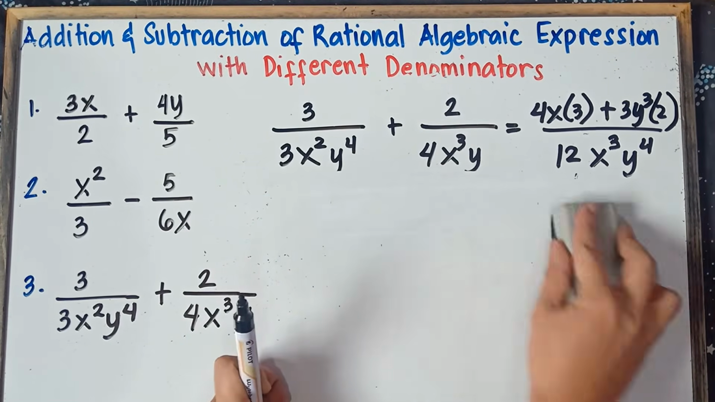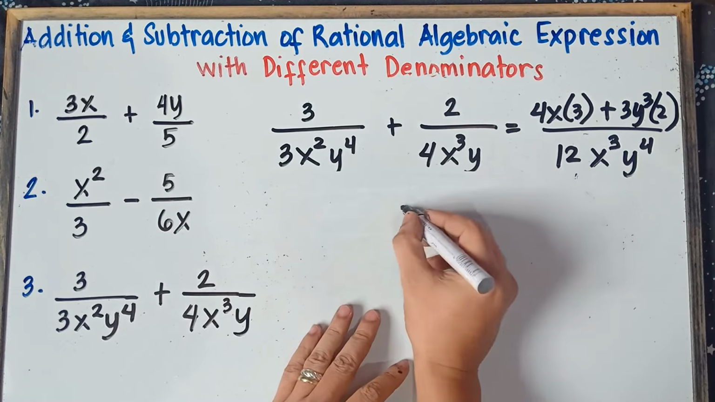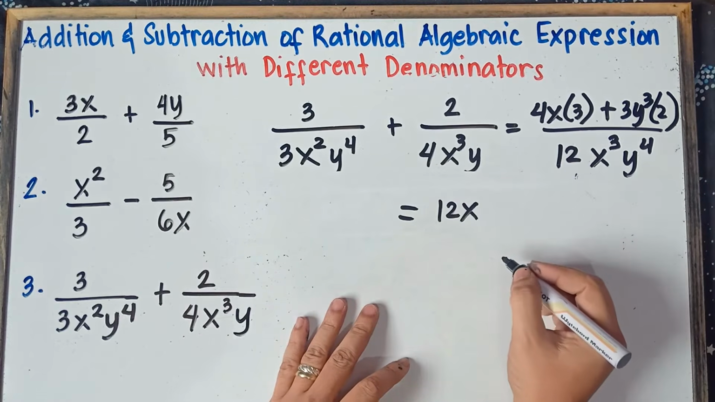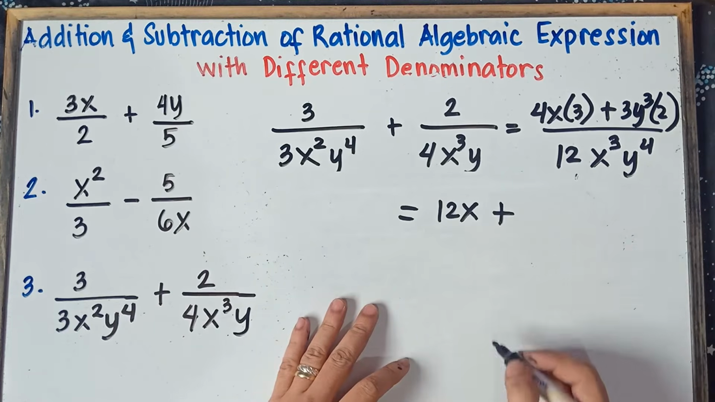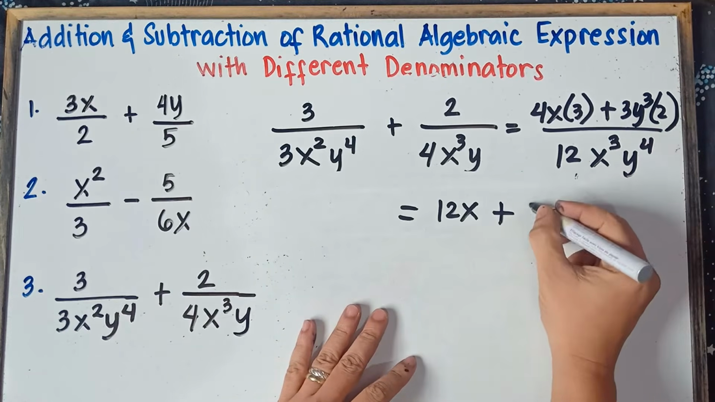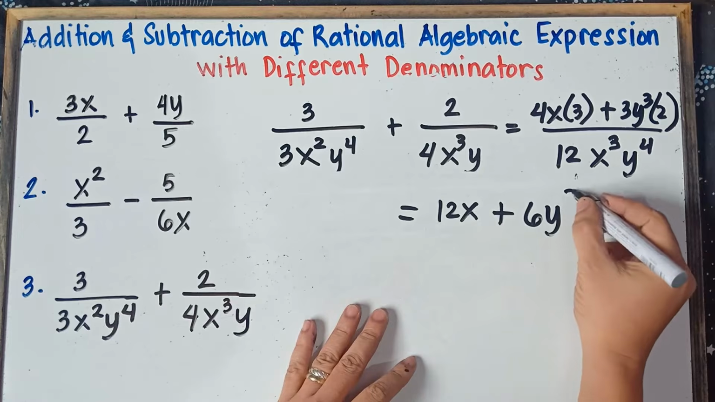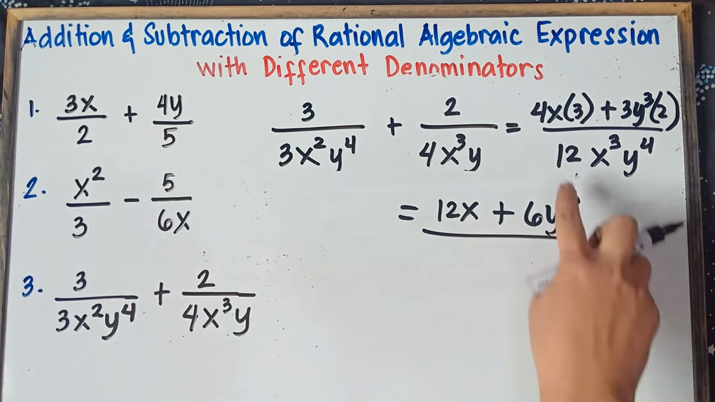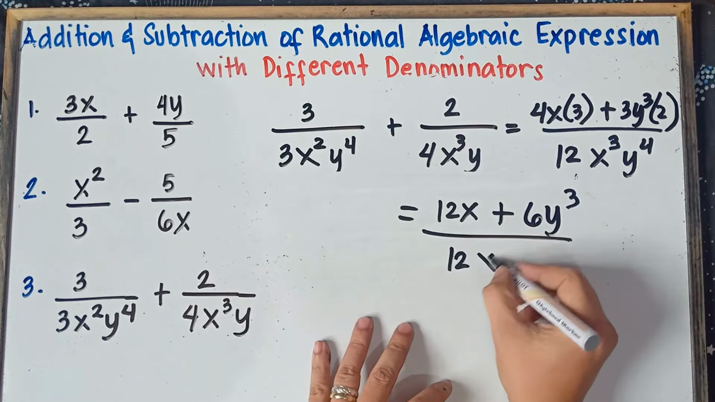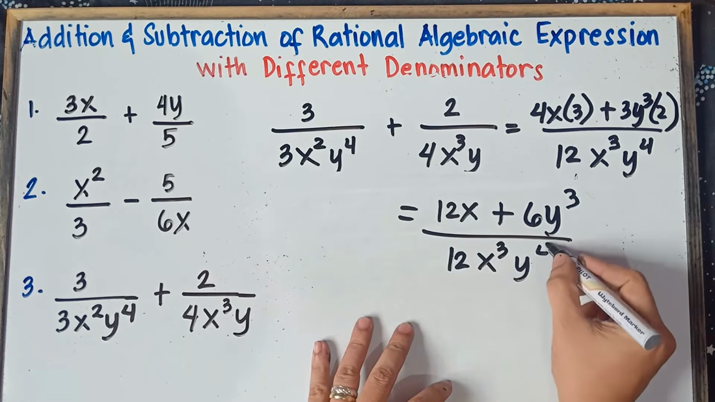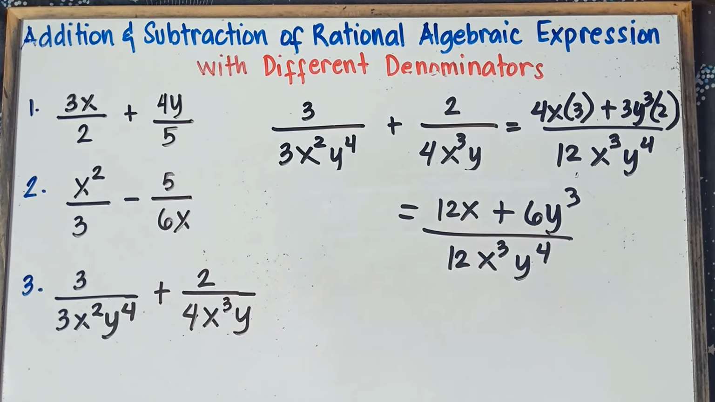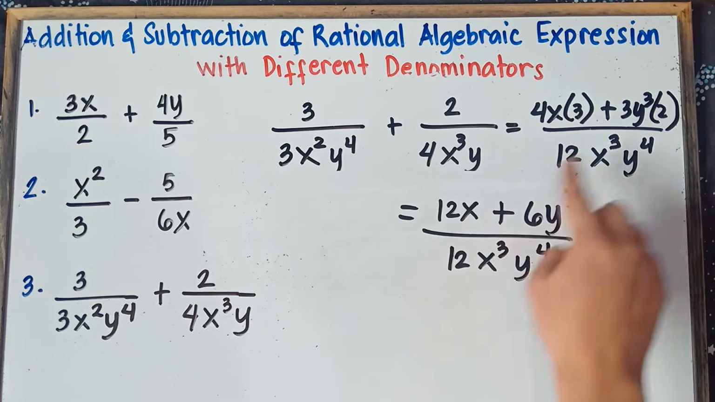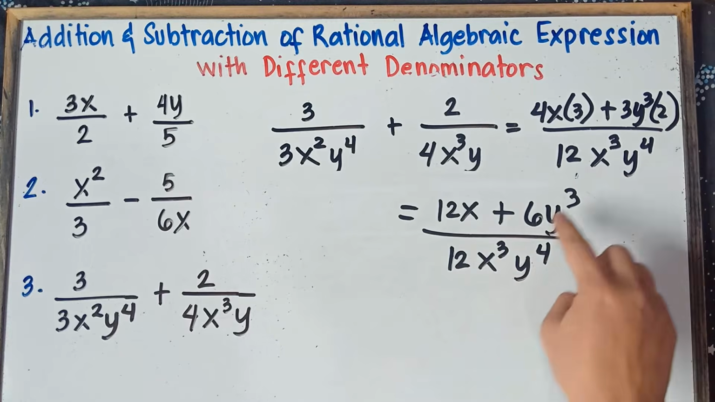Alright, and then almost done. Simply multiply this one. So 4x times 3, that would be 12x. And then this one, plus, copy plus sign, 3 times 2, that would be 6. Copy y cubed. So 6y cubed over, alright, and then this one, copy 12x cubed y raised to the power of 4. So once again, class, copy the denominator. So 4x times 3, that would be 12x. 3y cubed times 2, that would be 6y cubed.